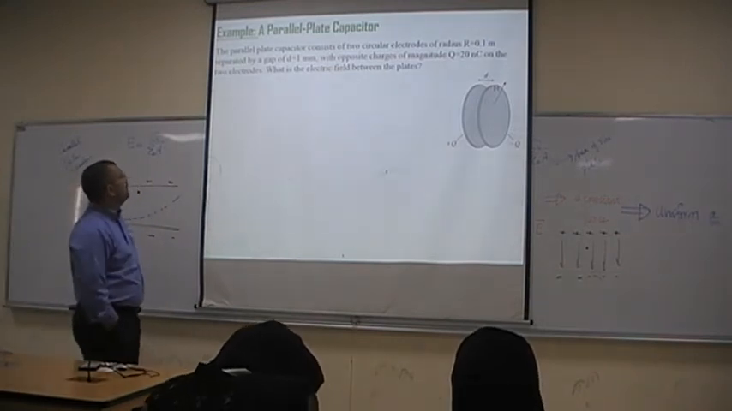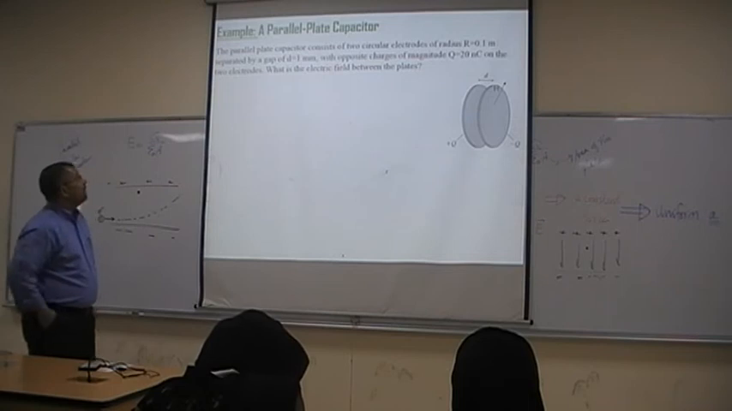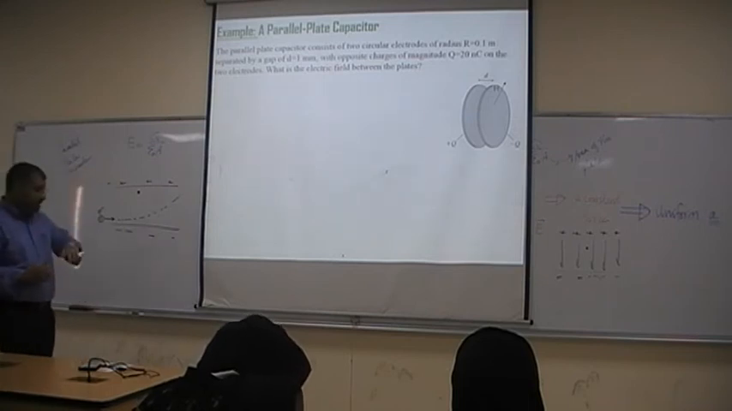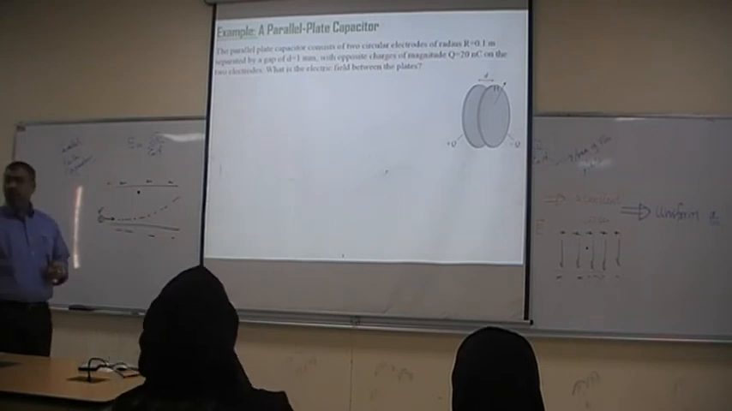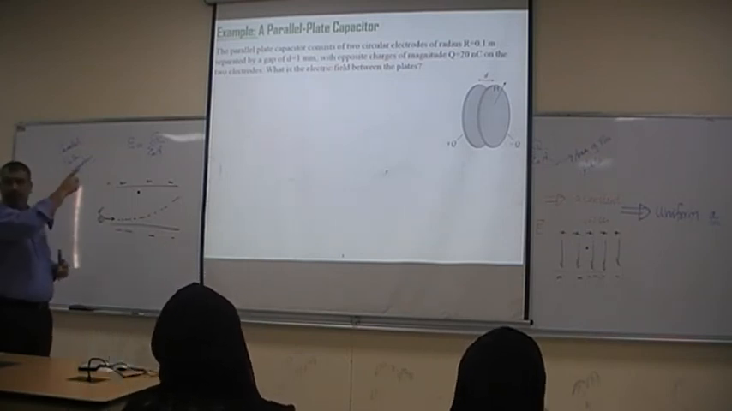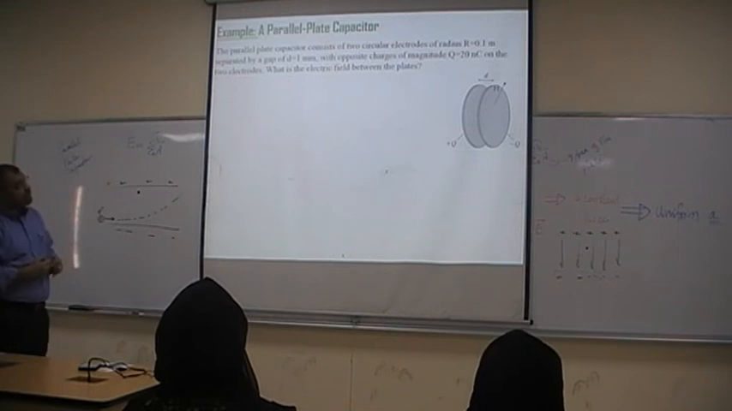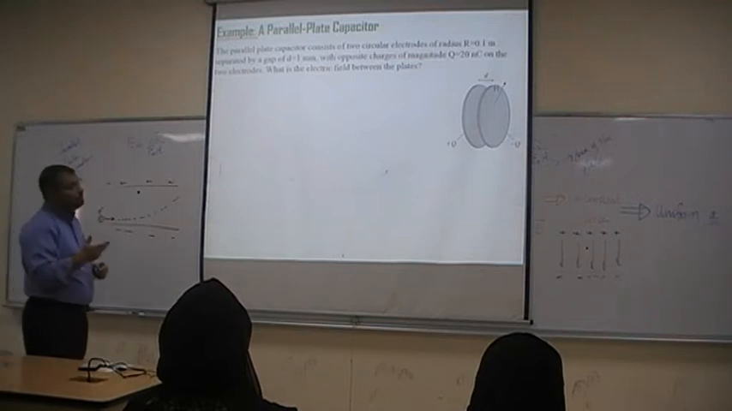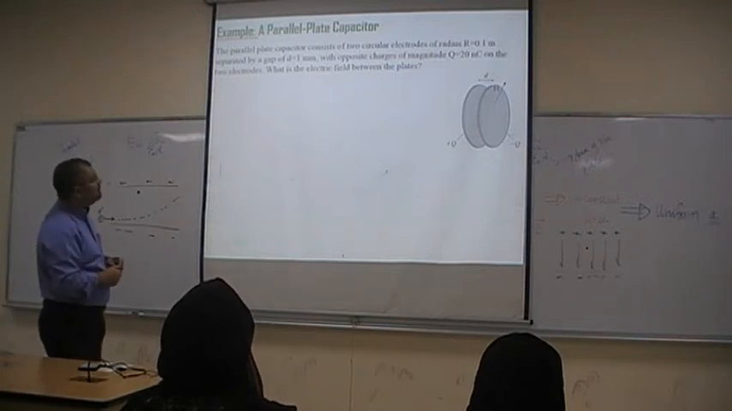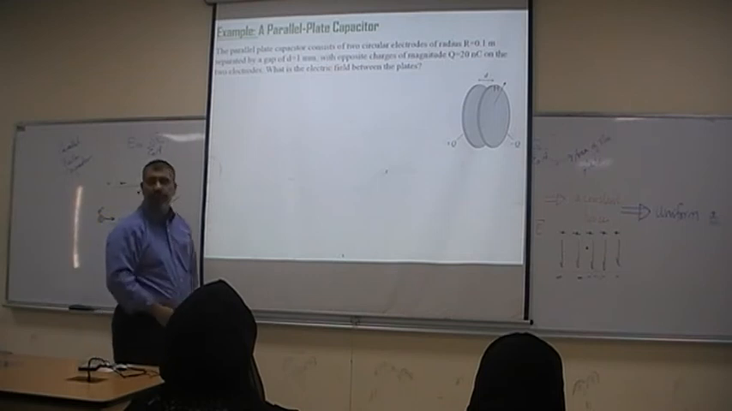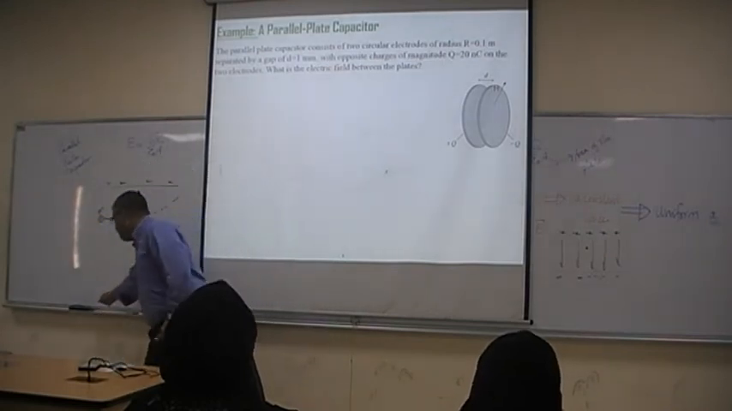Very quickly. We have a parallel plate capacitor that consists of two circular electrodes. Somebody was asking about the dimensions; they'll tell you it's circular. In this case, each electrode has a radius of r equal to 0.1 meter, separated by a gap equal to 1 millimeter, with opposite charges of magnitude 20 nanocoulombs. What is the electric field between the plates?